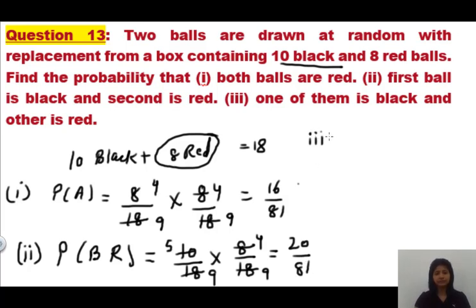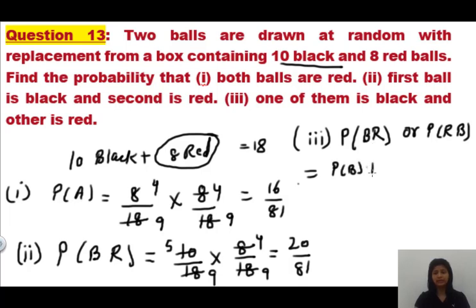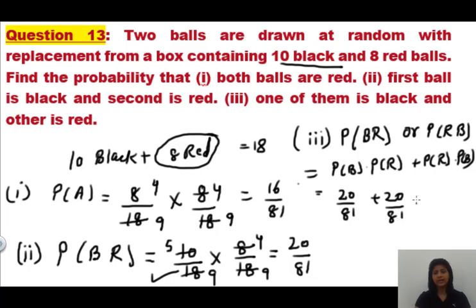In the third part, one of them is black and the other is red. Now we do not know which one is black, which one is red. So we are going to consider both cases: the first is black, second is red, or the first is red, second is black, right? So first, probability of black into red plus probability of red into probability of black. We have already calculated this. See here, it is 20 by 81. 20 by 81 plus 20 by 81. That gives us 40 by 81. So this is the answer for the third part. I hope this is clear.